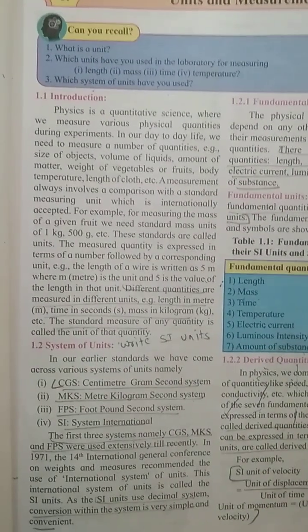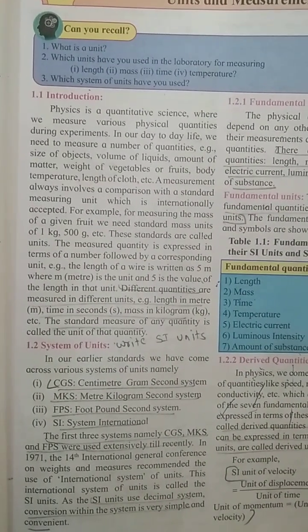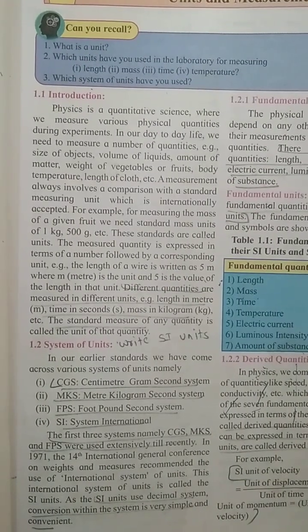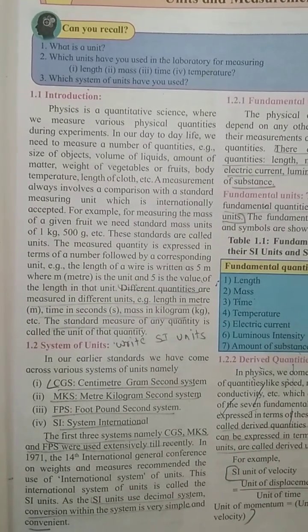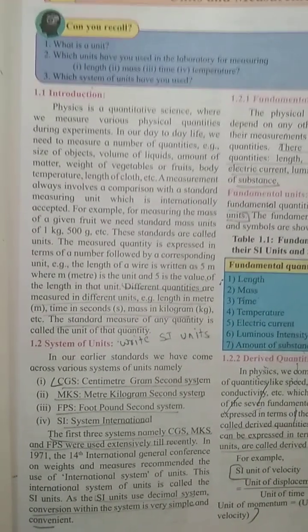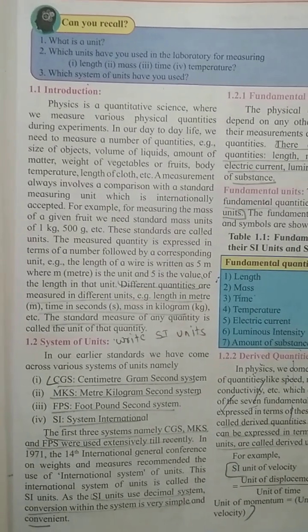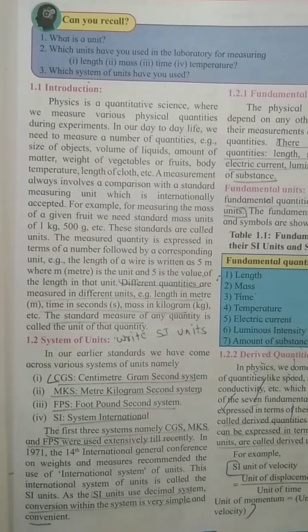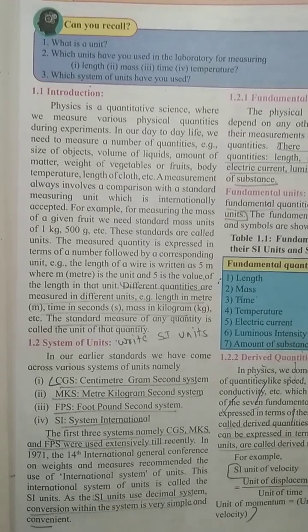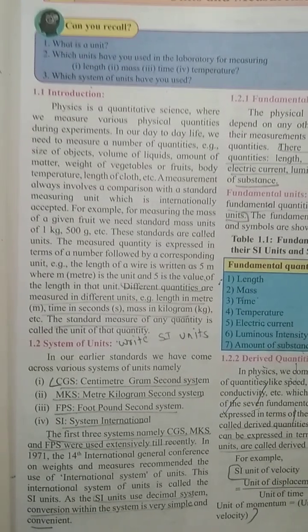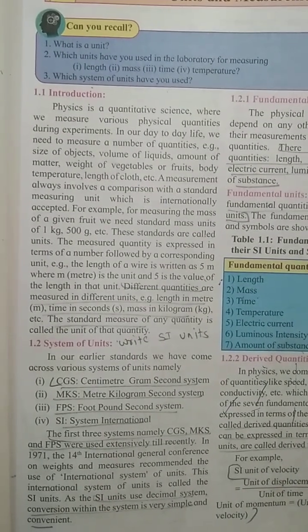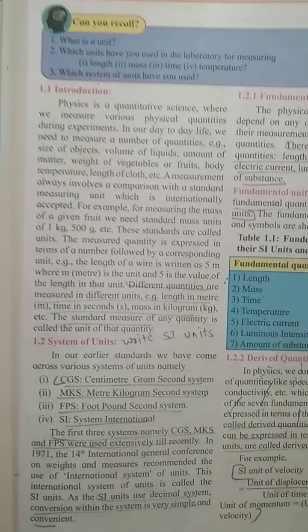For example, length in meters, time in seconds, mass in kilograms. These are the units for the measurement of each and every object. The standard measurement of any quantity is called the unit of that quantity. Whatever object we are going to measure, the quantity is measured in terms of its unit.